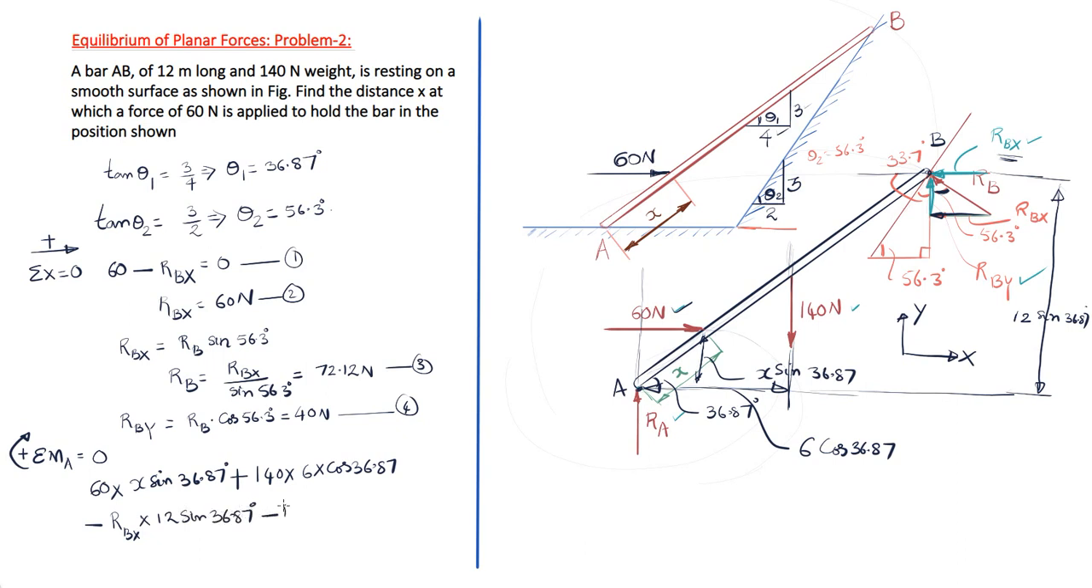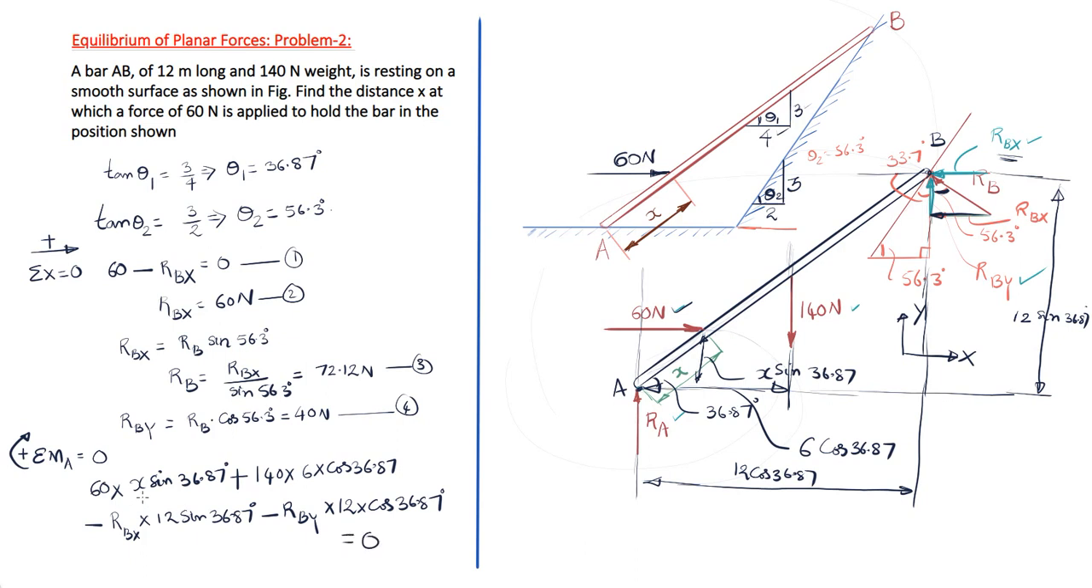Similarly, RBY will have a counterclockwise moment. So RBY multiplied by its moment arm. RBY is this length. This is the line of action of RBY. So let me extend this further, and the perpendicular distance from point A to this line of action is this distance. This is nothing but 12 cos 36.87 degrees. And as we observe, there are no other forces having moments about point A, so this must be equal to 0.